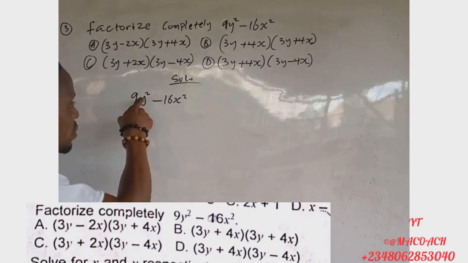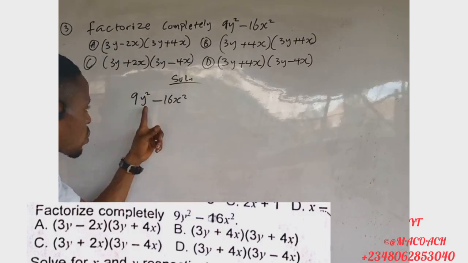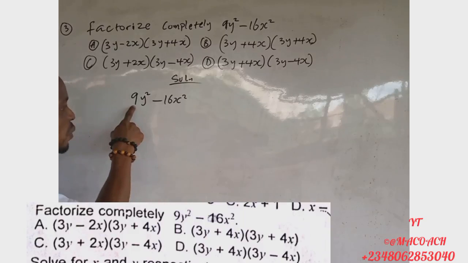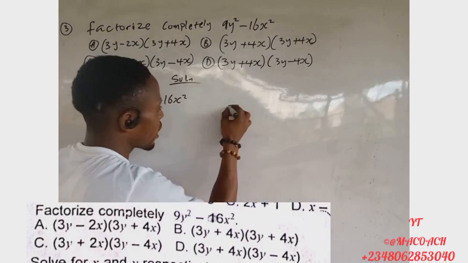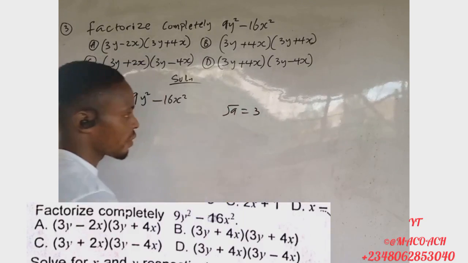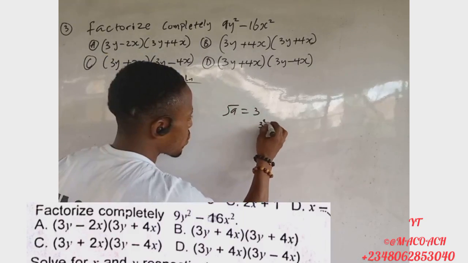Okay, because this one half was square. So to compare this one to this one, you have to find what? The square root of 9. Okay, so the square root of 9 is equal to what? We have 3. So it means that if we have 3 squared, we get what?